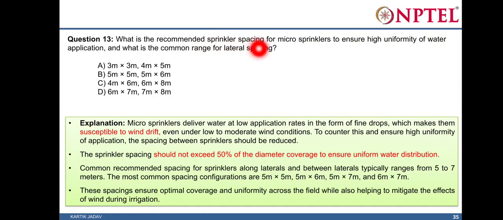What is the recommended sprinkler spacing for micro sprinkler to ensure high uniformity of water application? And what is the common range of lateral spacing? So a recommended spacing is 5 meter by 5 meter. While the common recommended spacing along laterals and between laterals is typically from 5 to 7 meter. So the correct answer is 5 meter by 5 meter and 5 meter by 6 meter. Right, because the others are 4, here is 6 to 8, here is 7, 8. The correct answer is option B.